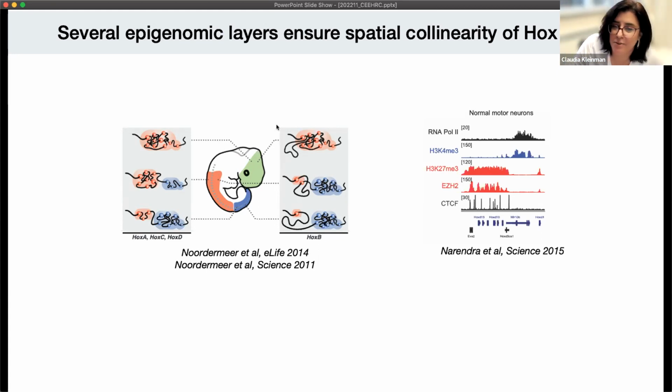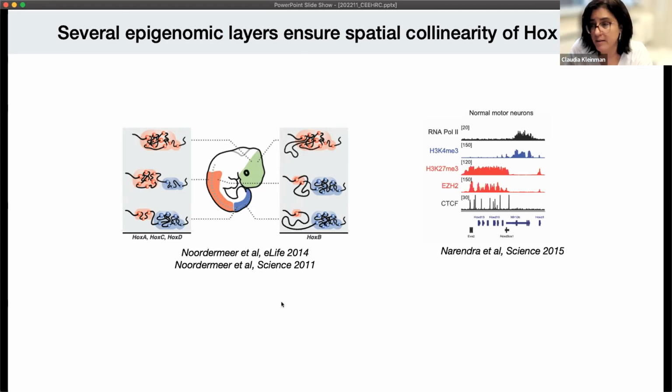I will just remind you a few key points. So these clusters will be regulated by the very beautiful mechanisms of collinearity that roughly correspond to the anatomical position where the body plan is being specified.